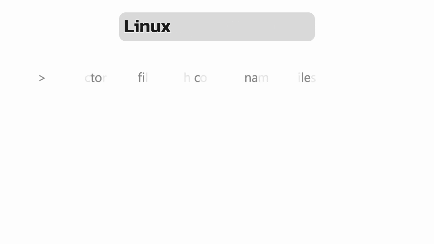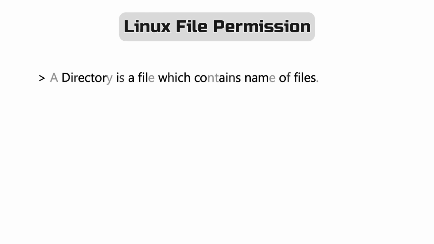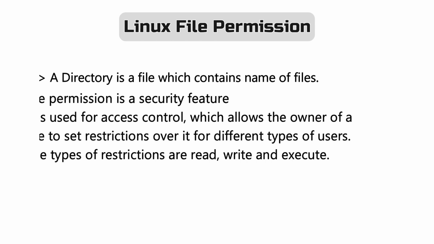In Linux and Unix-like operating systems, both a directory and a file are known as a file. In simple words, for the operating system, there is no difference between a file and a directory. A directory is just a file which contains the names of different files.